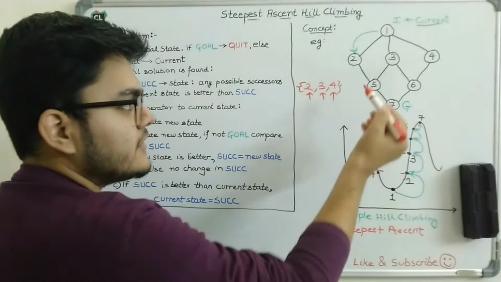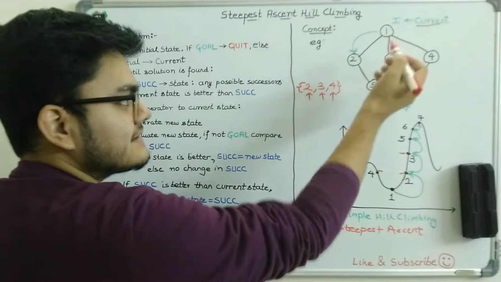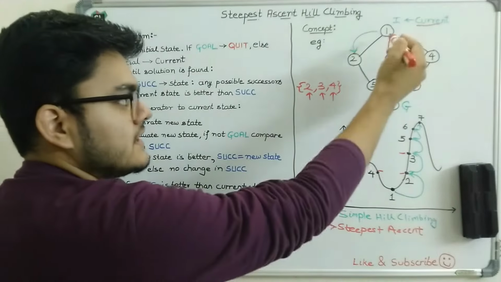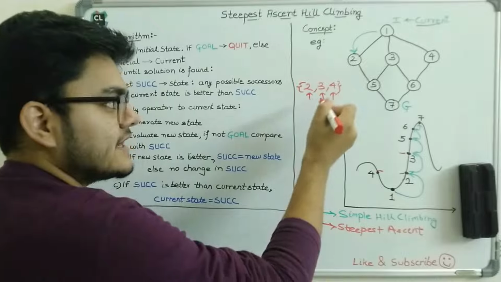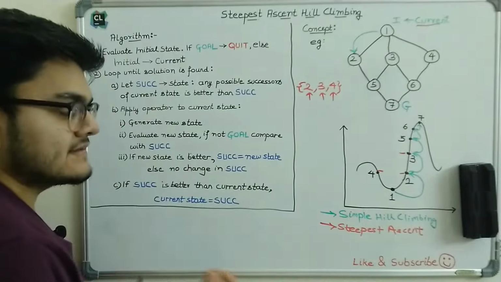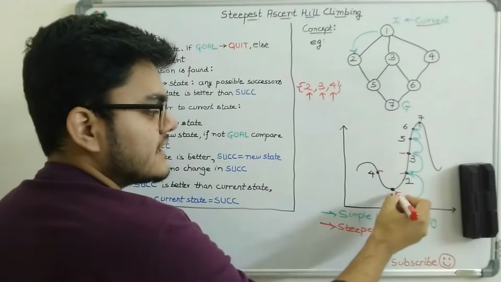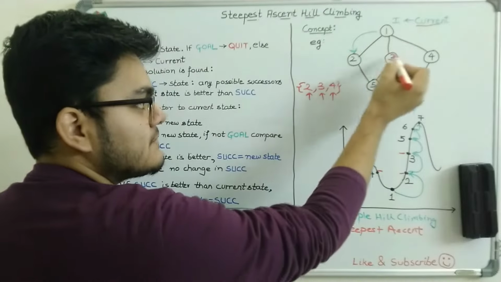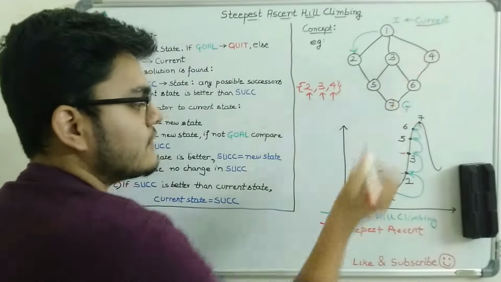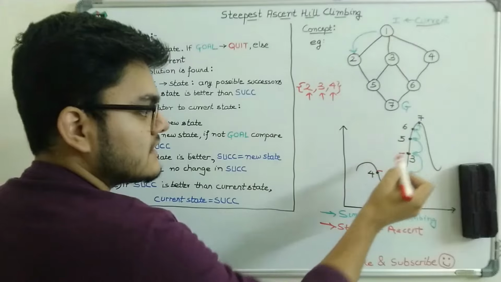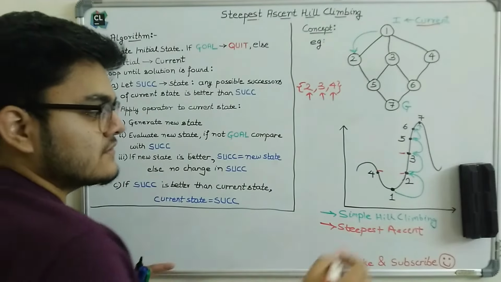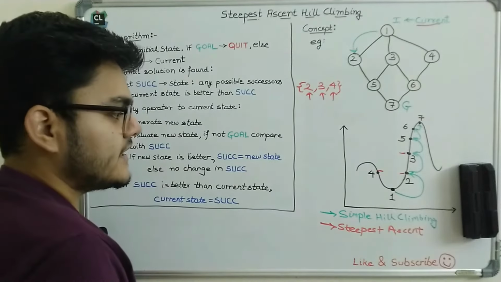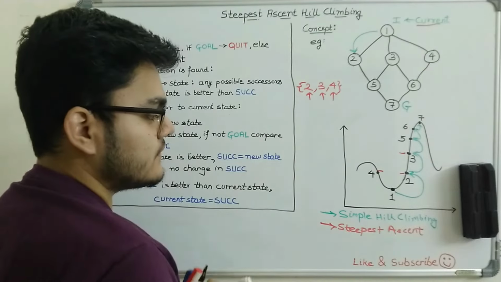So in the steepest ascent hill climbing algorithm, we pick up the best state from all the possible successors. So from this state 1, right, we have 3 possible successors, 2, 3 and 4, and we can see from the graph that 3 is the best state. So initially current was pointing to the first node, right? So current was here.